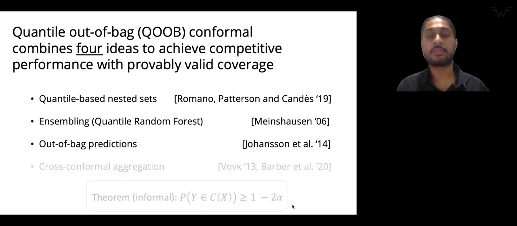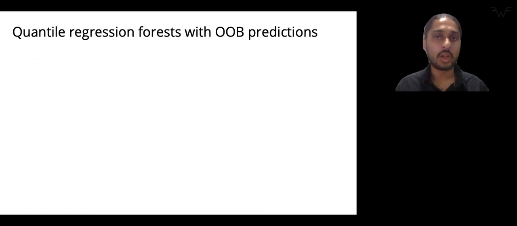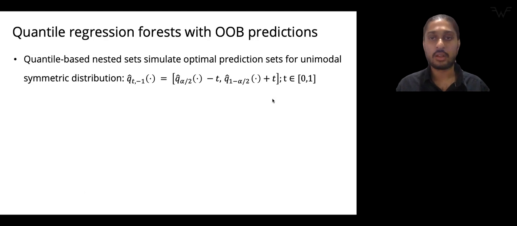We will now describe the first 3 ideas of Cube, which is quantile regression forests with out-of-bag predictions. The first idea is to target quantile regressor-based nested sets instead of mean regressor-based nested sets, as given by this family. Instead of mu hat plus minus t, you have q hat alpha over 2 minus t and q hat 1 minus alpha over 2 plus t. And the motivation is that if the distribution was unimodal and symmetric, then the optimal prediction set, or the shortest prediction set, would belong to this family.